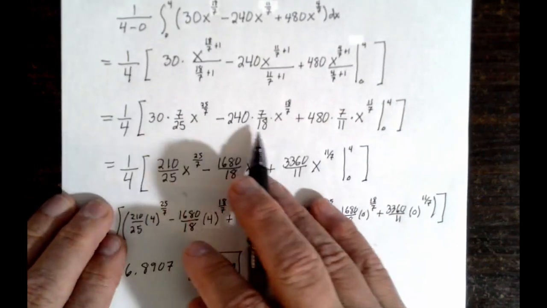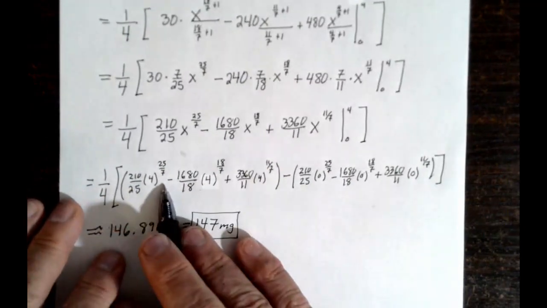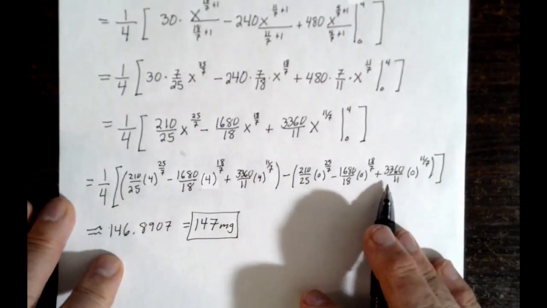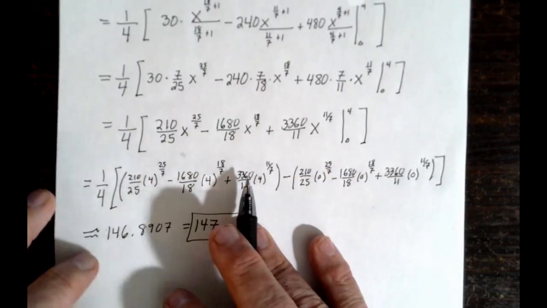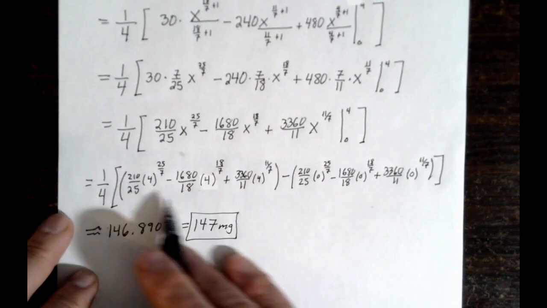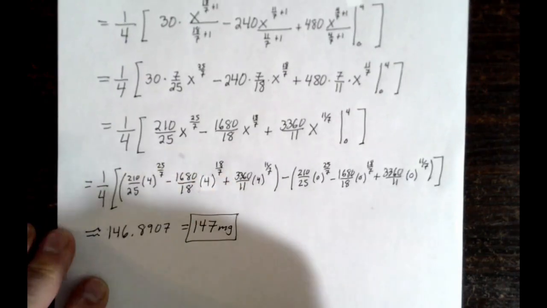I multiplied each one by the whole numbers out front. Then we plugged in a 4, then we plugged in a 0. The 0 part, that whole thing just goes away. It's this part that's really going to give you your answer. And when you calculate that very carefully on your calculator, you get something that's approximately 147 milligrams.